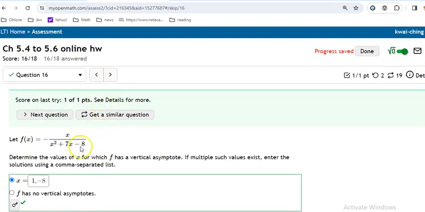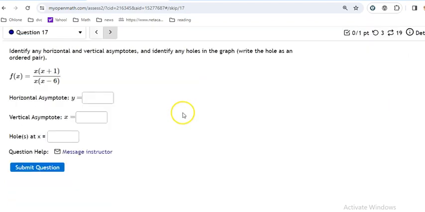That's good. And technically, I should see if there's a common factor, but I know there is no common factor. Horizontal asymptote. Horizontal is comparing degree, right? So this is degree 2, so y equal to 1 because the leading coefficient is 1x squared and 1x squared.